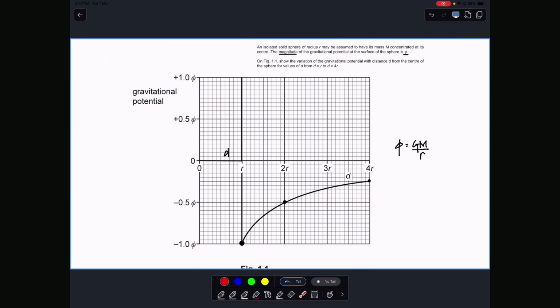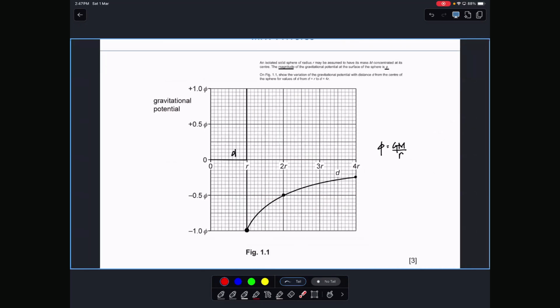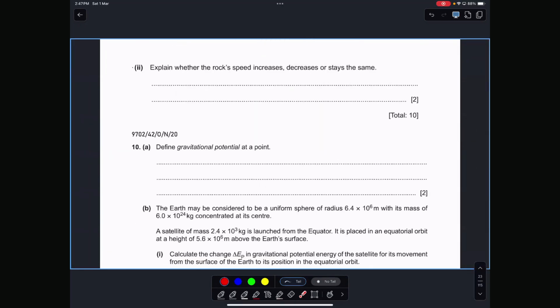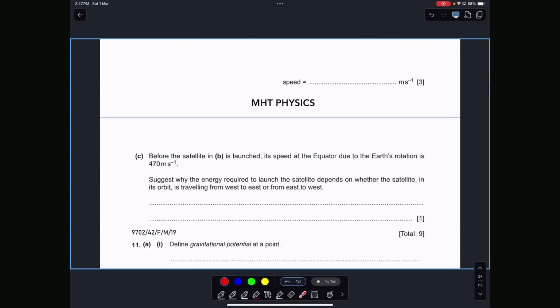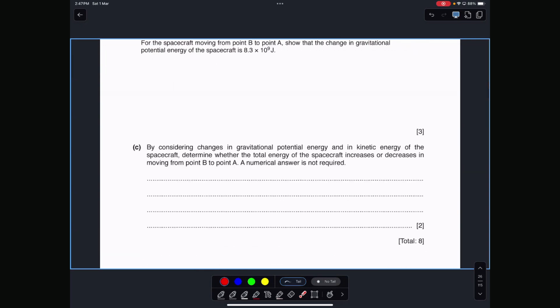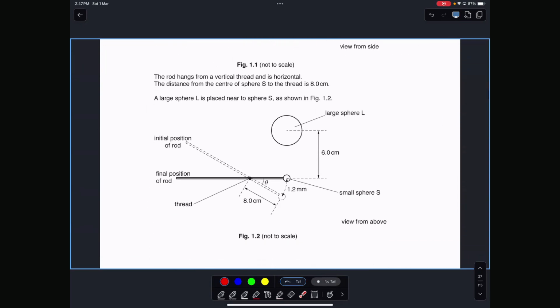So if you don't show negative potential, you get 2 out of 3. If you do it, you get the full 3 out of 3. The third mark is for showing that all the potential values are negative. Okay. Right, then tell me which one you have a problem with? You have to solve these questions and ask me your problems, otherwise it will be difficult.